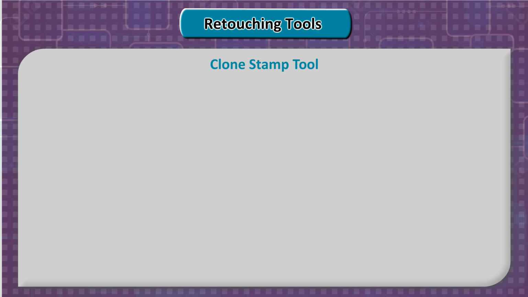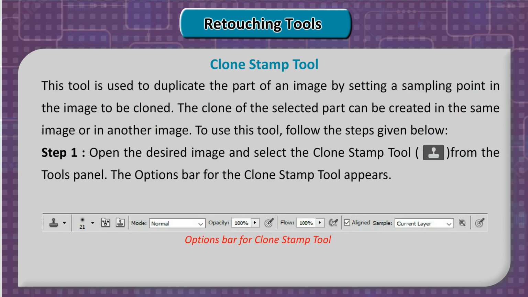Clone stamp tool. This tool is used to duplicate the part of an image by setting a sampling point in the image to be cloned. The clone of the selected part can be created in the same image or in another image. To use this tool, follow the steps given below.